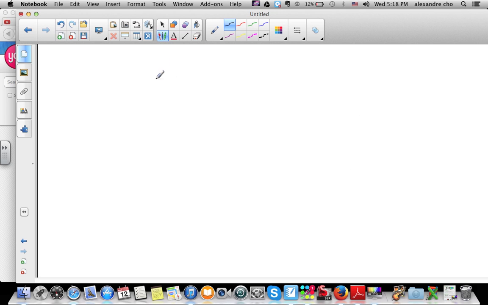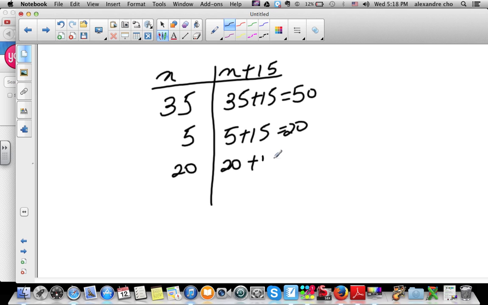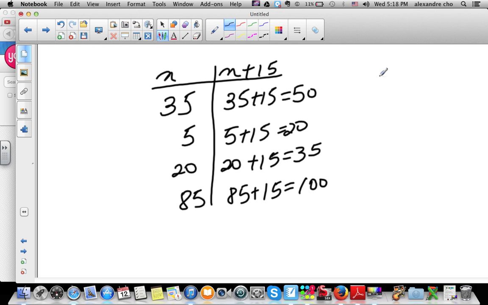Let's see. And then we have 5, which is n plus 15. Okay, so this one is easier. Very easy. So when it's 35, you have to plug it in. So you get 35 plus 15. And you get 50. What happens when it's 5? So you plug it in, you get 5 plus 15, which is 20. When it's 20, you get 20 plus 15, which is 35. And what happens when it's 85? 85 plus 15, which is 100. Okay.